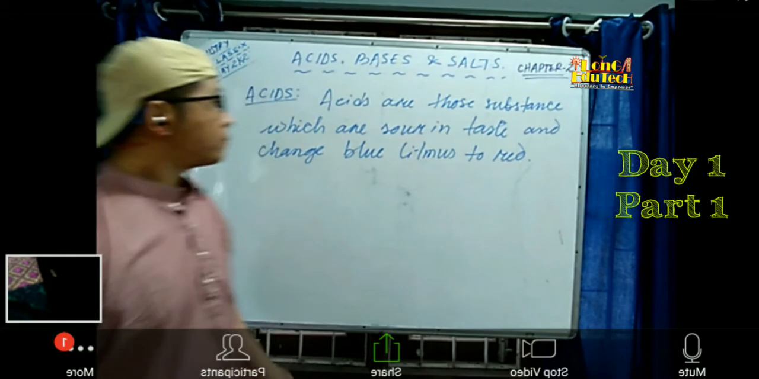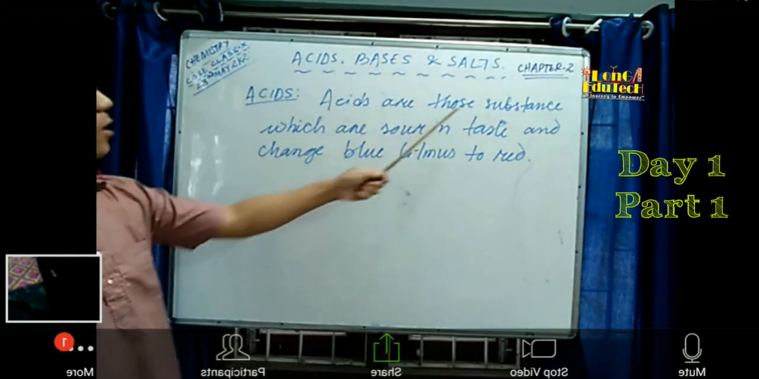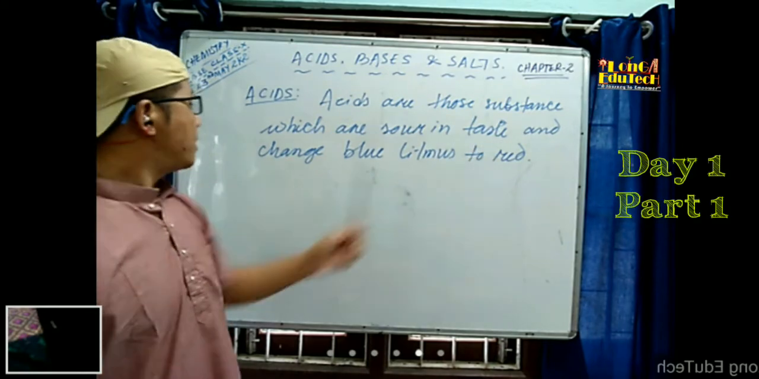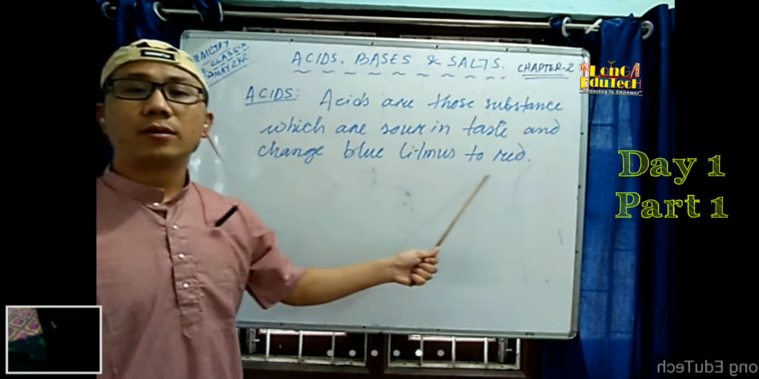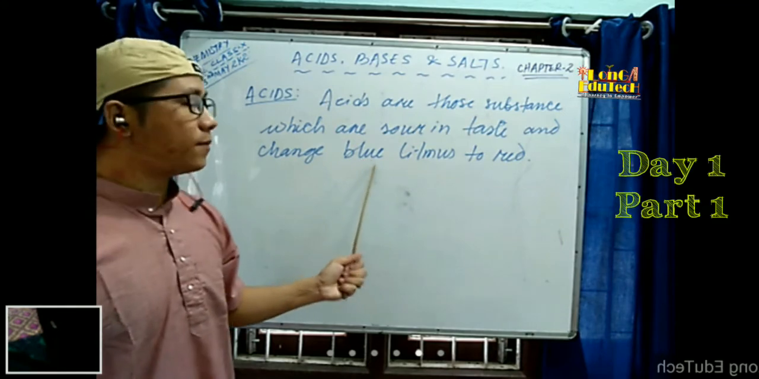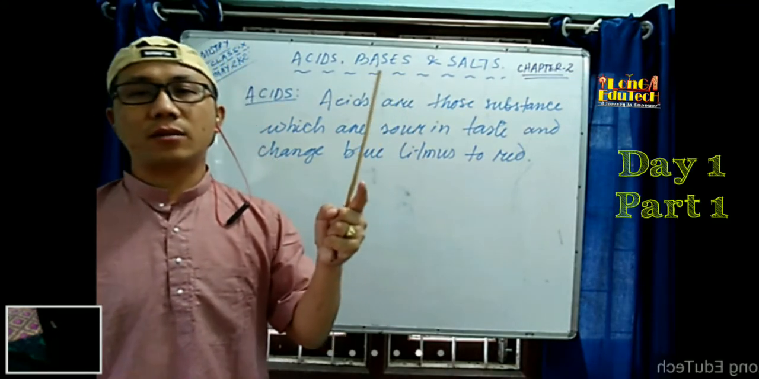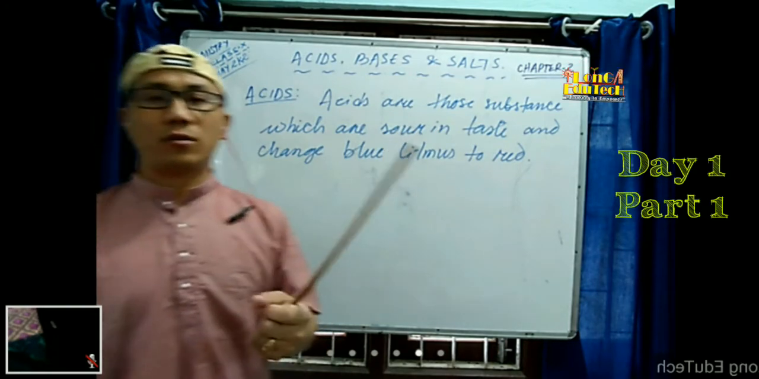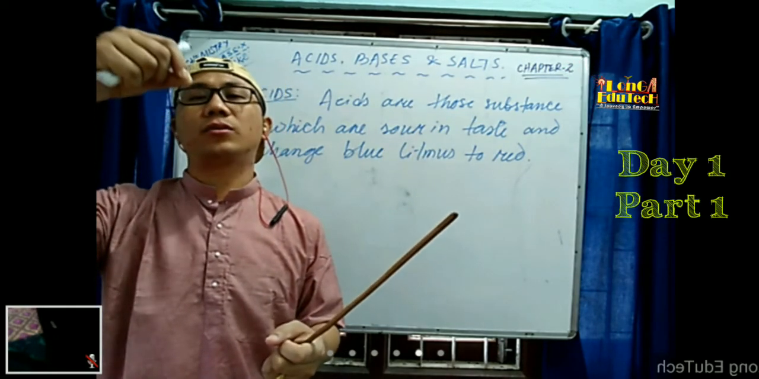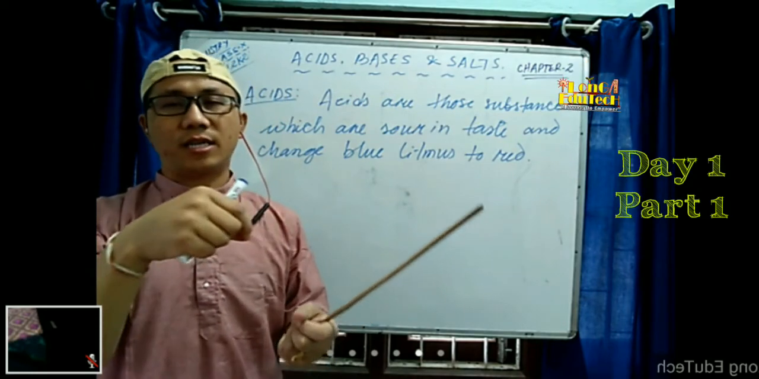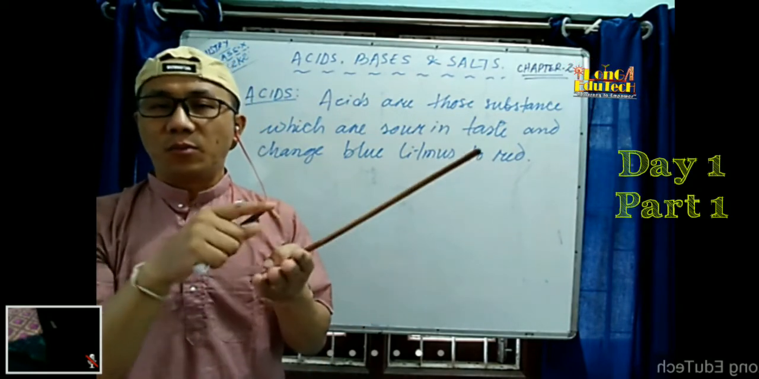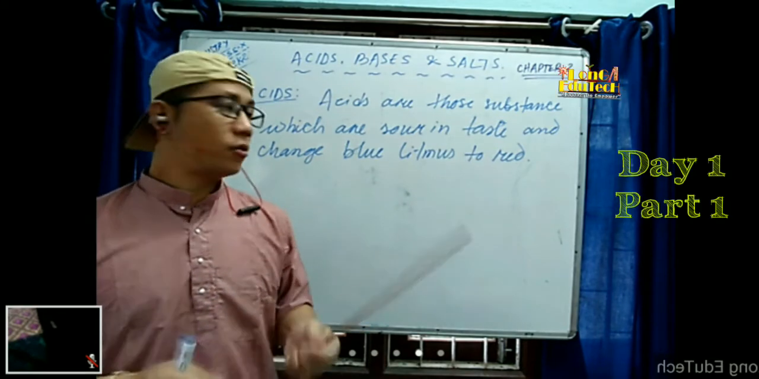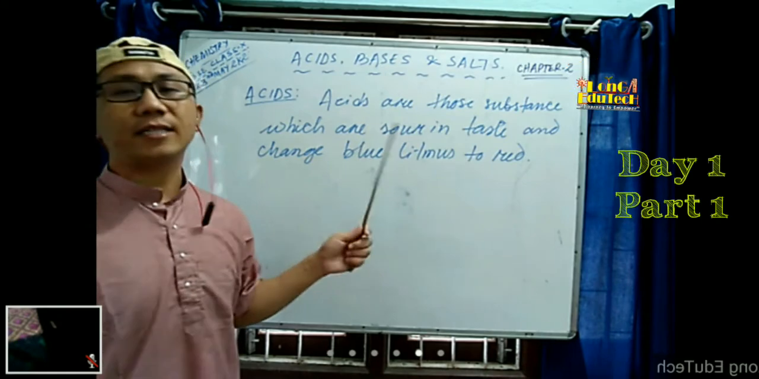So acids are those substances which are sour in taste and change blue litmus to red. We have two litmus papers, one is the blue litmus, another one is the red litmus. If we put this blue litmus paper to the acid, the blue color of the litmus paper will change to red, indicating that it contains acids.